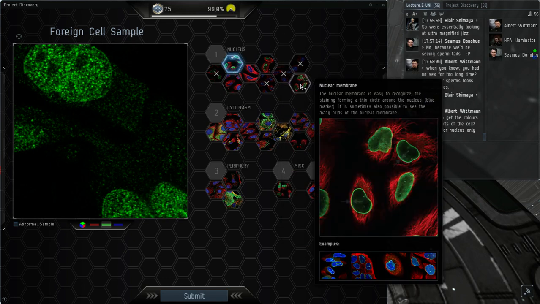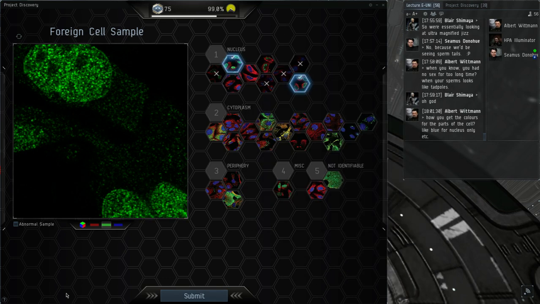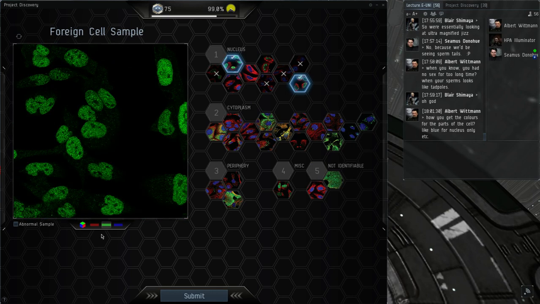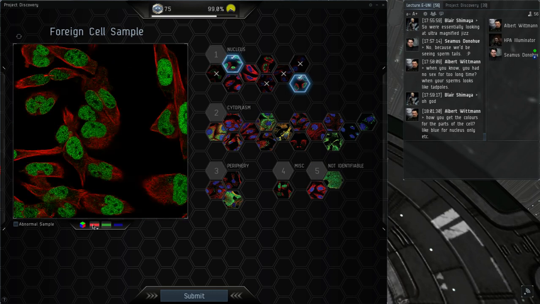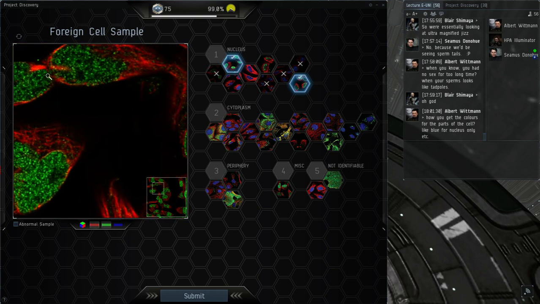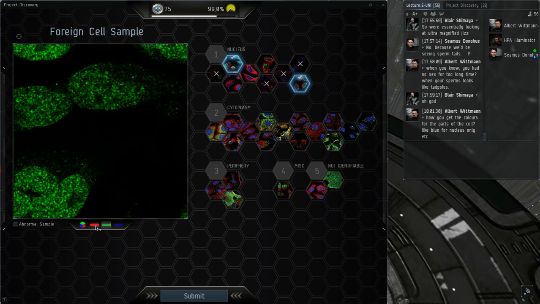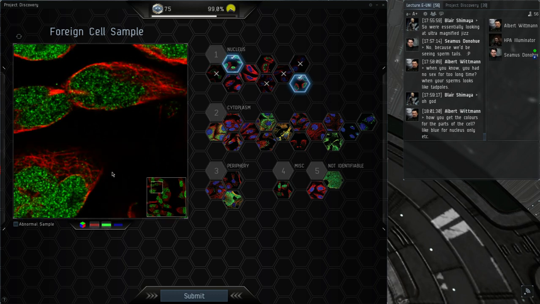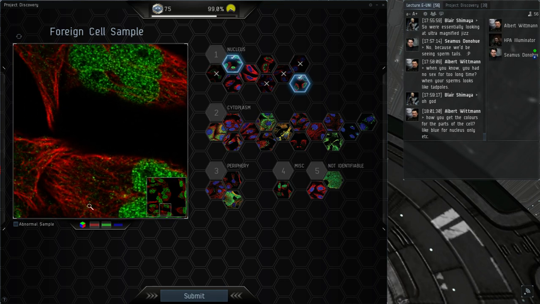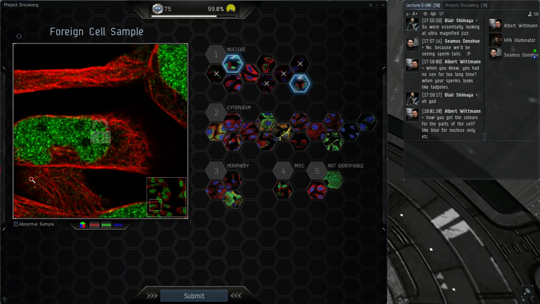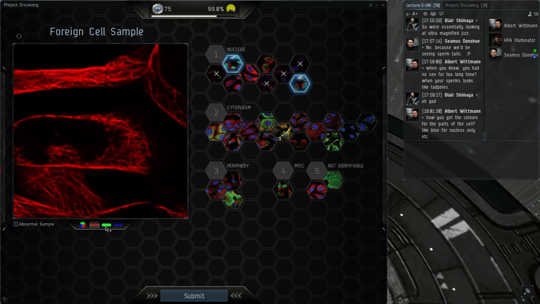So let's go for nuclear membrane, nucleoplasm, and let's see if we can find one more spot for it to be a centrosome as well. And here we have the cytokinetic bridge, which is not being stained, so I will not label it. That was the centrosome cell. Maybe this could be a centrosome.